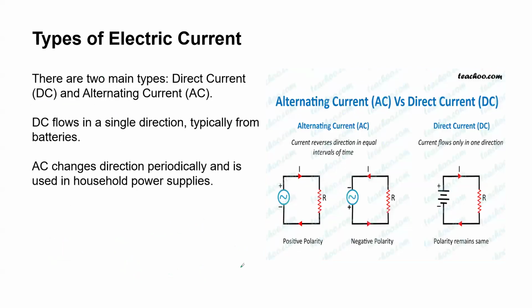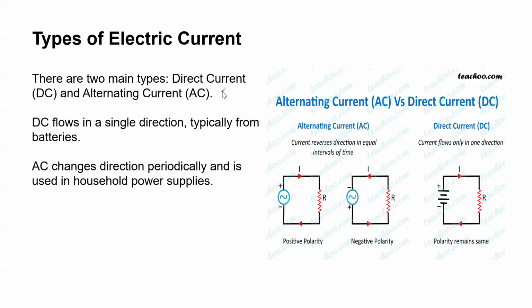Then the next thing is types of electric current. Basically we have two types of electric current. We have direct current and we have alternating current. DC means direct current. It is a flow of electric current in a single direction, typically from batteries. So a direct current flows in only one direction. That is what you call DC.